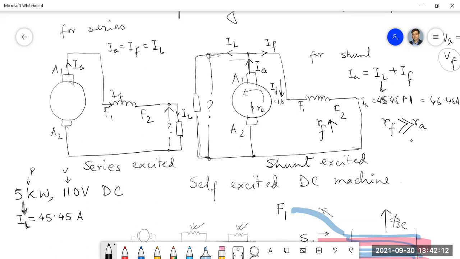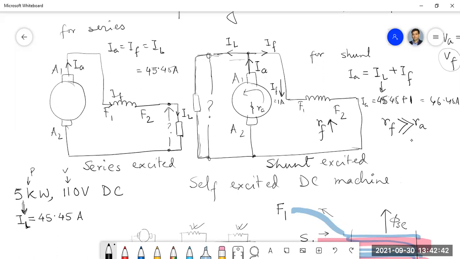Now come to the series excited machine. Here, what should be the field current, the armature current, and the load current? All are the same. So for this example, we can write 45.45 ampere. We don't have any option to send a lower field current, isn't it? There is no other option, since everything is connected in series.